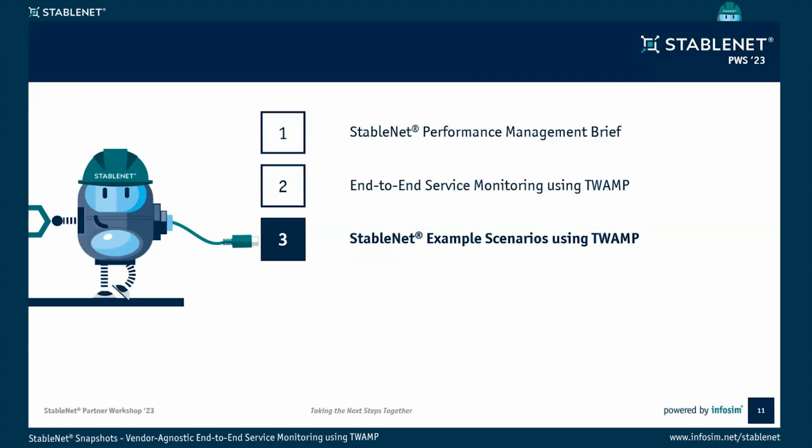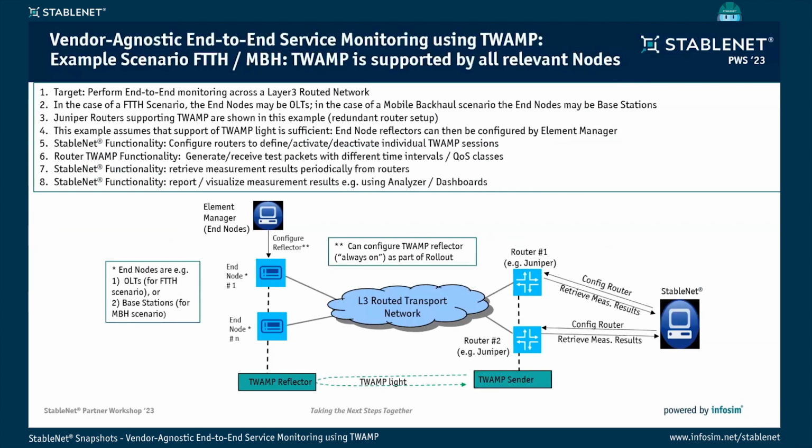Finally, now let's look at some example scenarios using TWAMP. The first one is an example scenario either for fiber to the home or for mobile backhaul. And the assumption here in this figure is that TWAMP is supported by all relevant nodes. In other words, if we look at router number 1 and router number 2, somewhere near the middle of the picture, these could be Juniper routers, and the Juniper routers may be supporting TWAMP functionality. And looking on the left-hand side, we can see these end nodes, number 1 and number n. In the case of a fiber to the home scenario, these end nodes could be OLTs. In the case of a mobile backhaul scenario, these end nodes would be base stations.